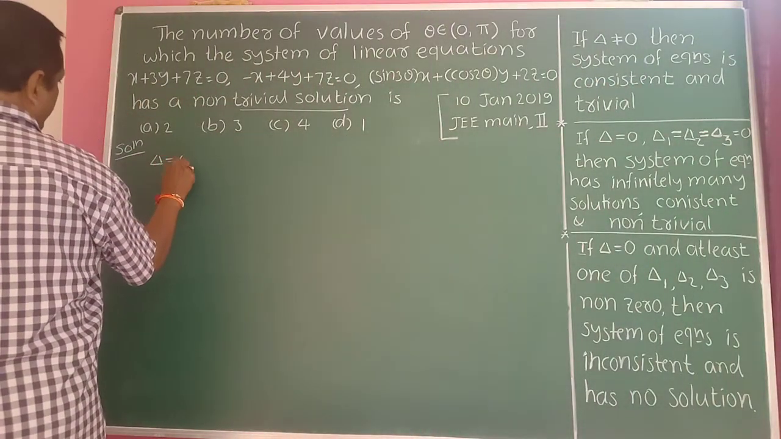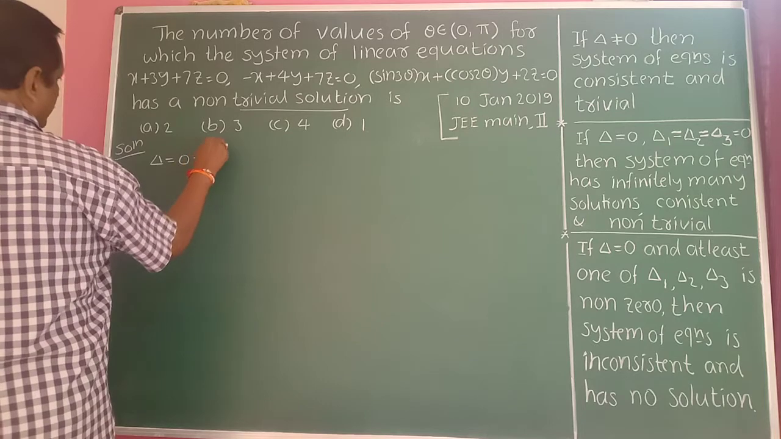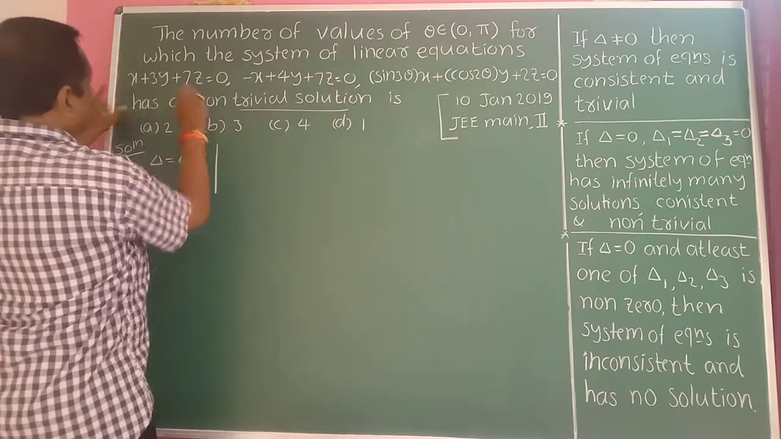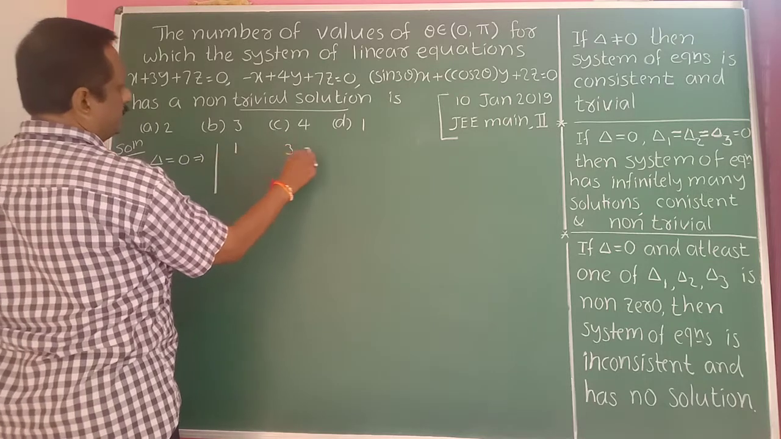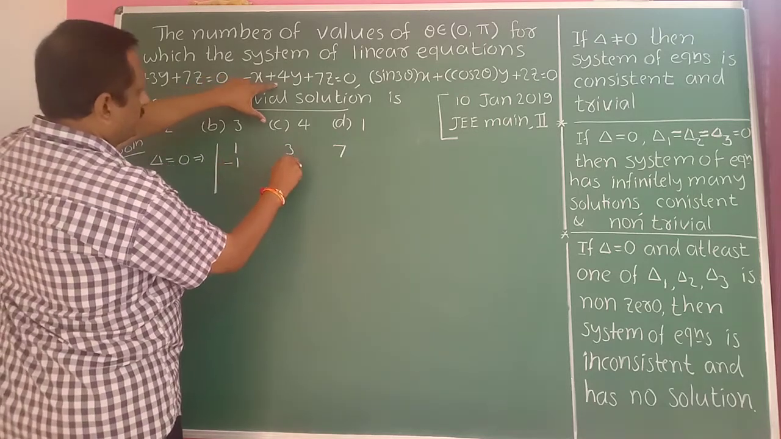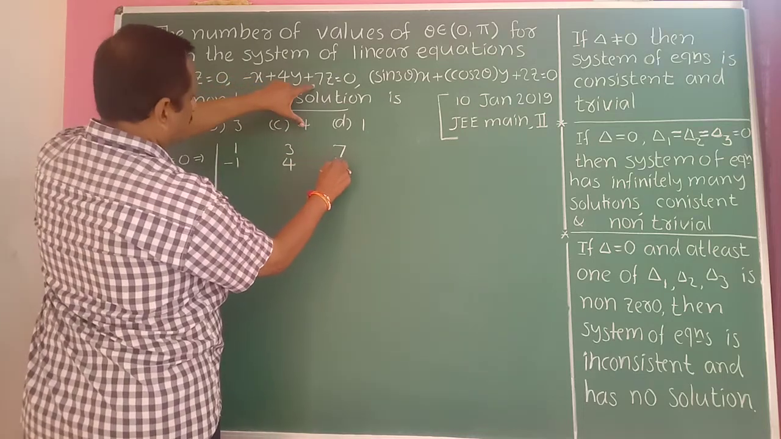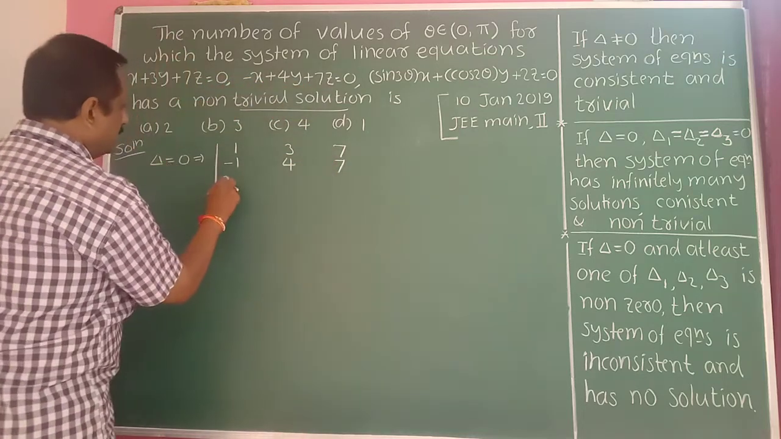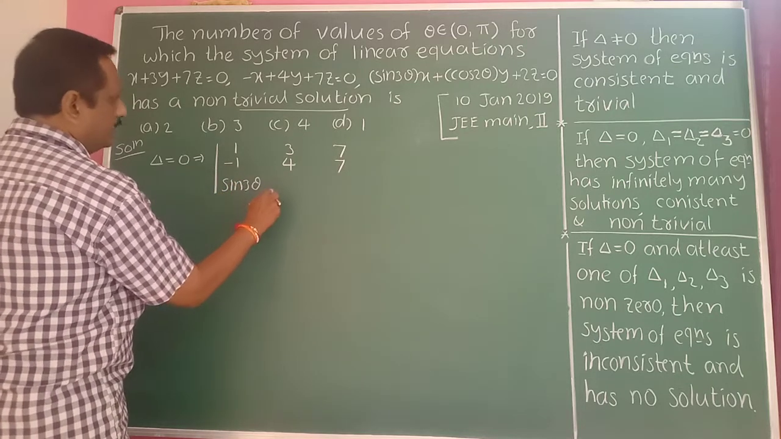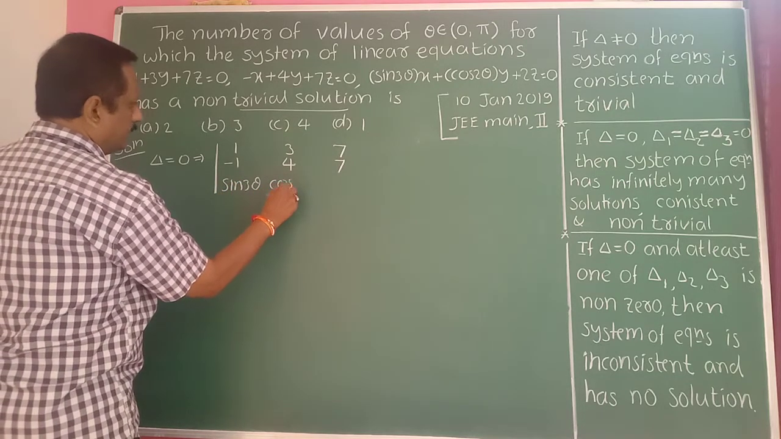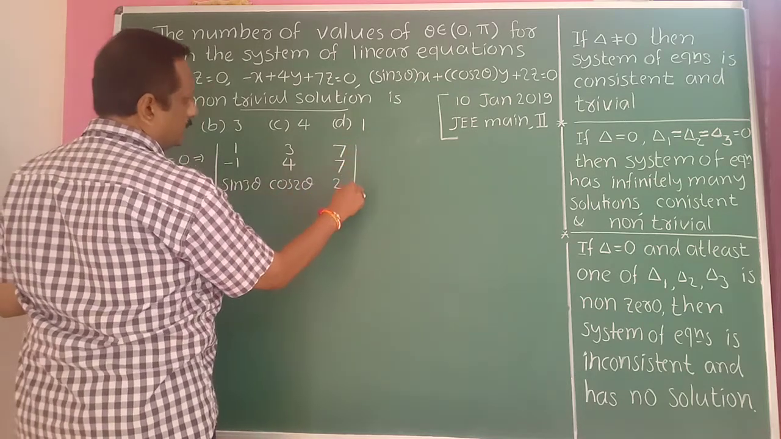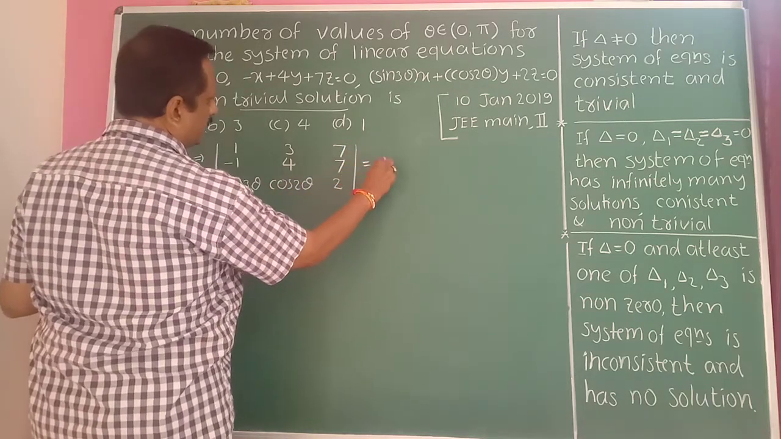So delta is equal to 0 implies the determinant of the matrix with rows 1, 3, 7; minus 1, plus 4, and 7; then sin 3 theta, then cos 2 theta, then plus 2, is equal to 0.